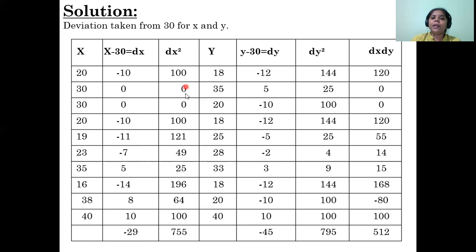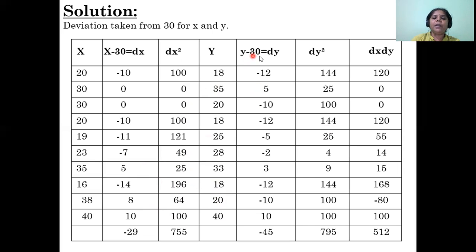Now we have to make it dx square. Whatever dx we got, we change it to its square. That will become dx square. So 10 into 10, 0, 0, 10 into 10, 11 into 11, 7 into 7, 5 into 5, 14 into 14, 8 into 8, 10 into 10. You will get the dx square values. Then the y values, take them as they are in the problem.